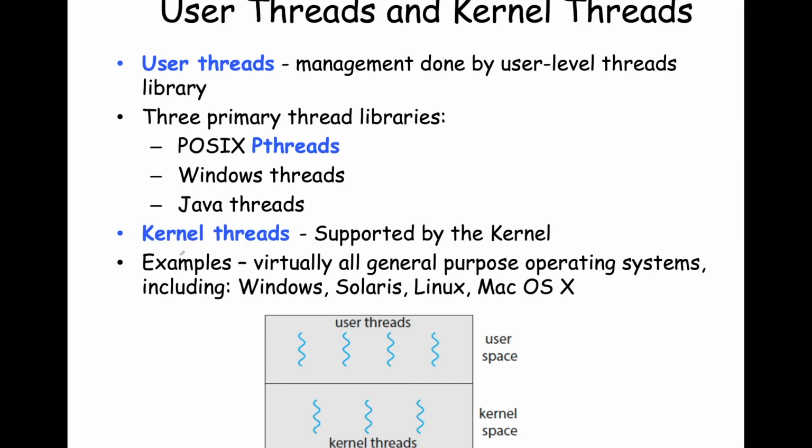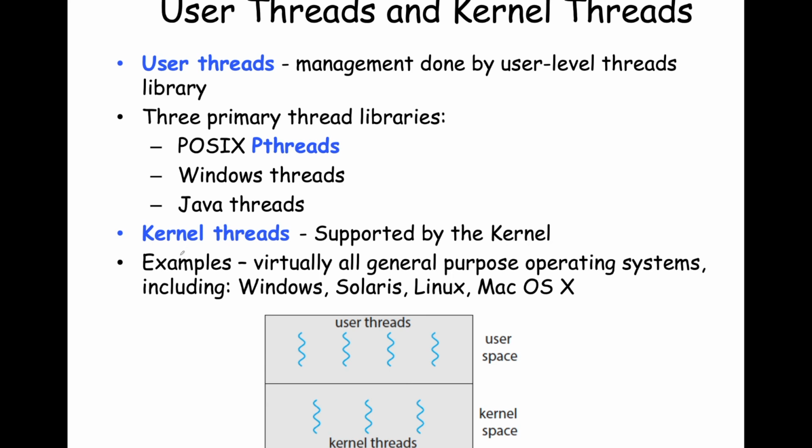So let's take a look at this dichotomy between so-called user-level threads and kernel-level threads. User threads are managed by user-level thread libraries. So this means they act like programs running in user space, just like any other piece of software. And there are three main threading libraries: the POSIX threads library, or pthreads. Windows has its threading library, and Java also has its threading library, sometimes called green threads.